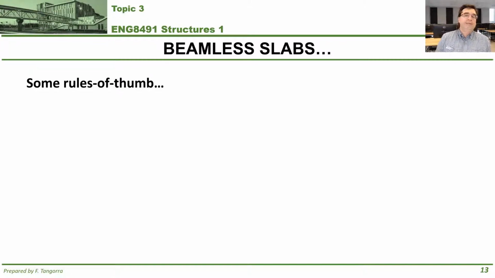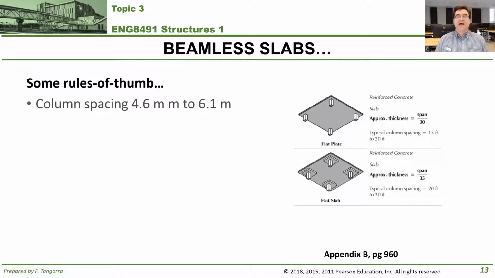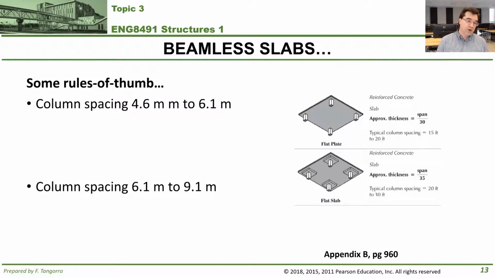Now, for some beamless slabs, rule of thumb. Beamless slabs have no beams between columns. So for the flat plate, you see here on the right-hand side at the top, I took this straight from Appendix B. Column spacing can be anywhere from 4.6 to 6.1 meters. Okay? For the bottom one, for flat slabs, the column spacing actually can go up from 6.1 to 9.1 meters.